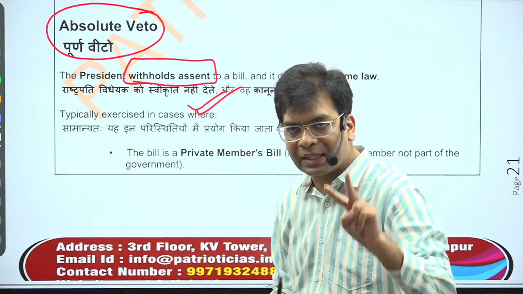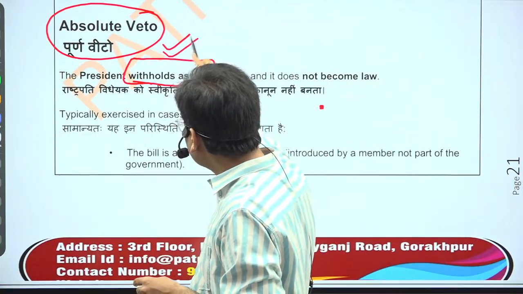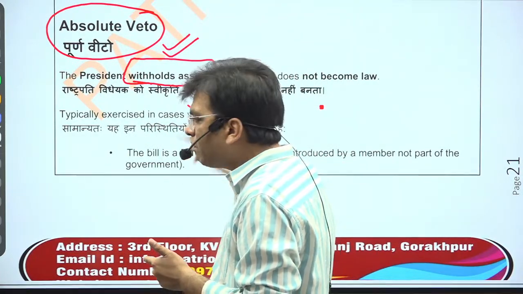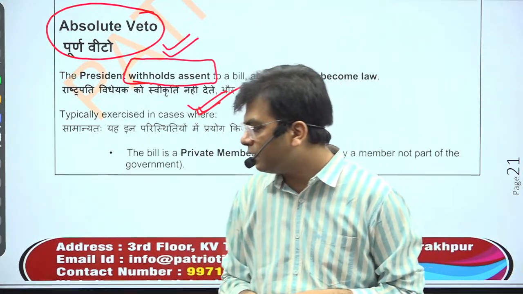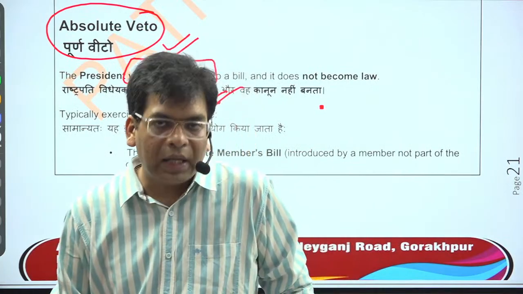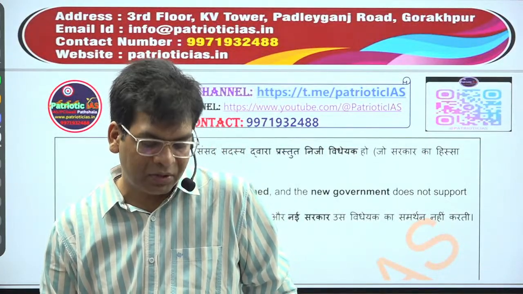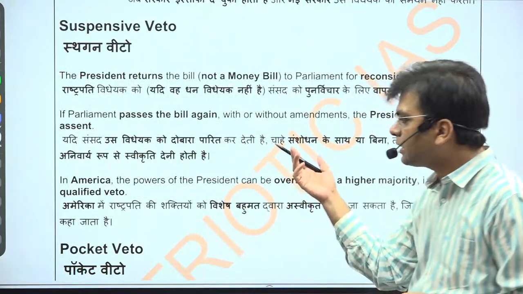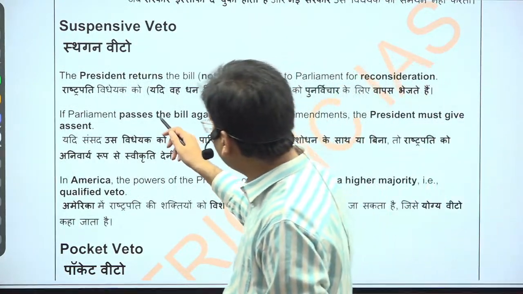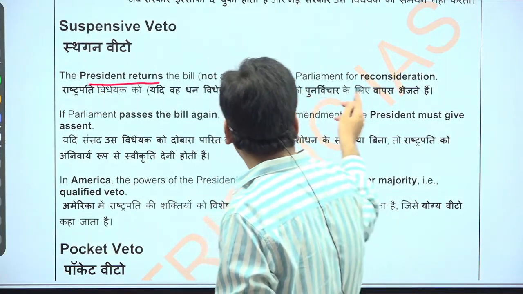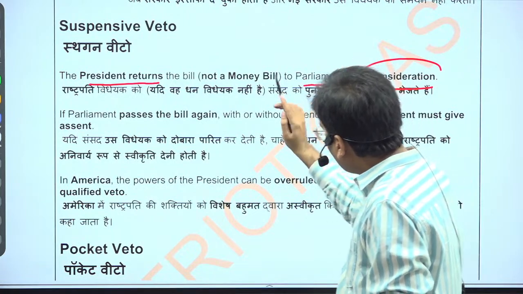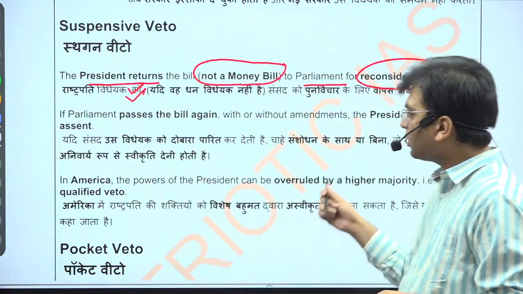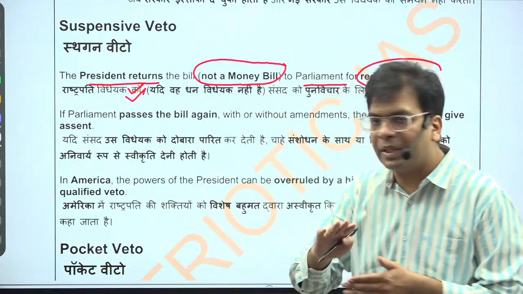So there are two practical cases in which the absolute veto can be exercised by the president. One is the case of a private member bill, and the second is if the government falls and a new government comes and advises the president to withhold assent. In that case, the president can withhold his assent. The second is the suspensive veto. What is the suspensive veto? The suspensive veto is the case when the president sends a bill again to the parliament for reconsideration. Always remember that in the money bill case, the president cannot return the bill.